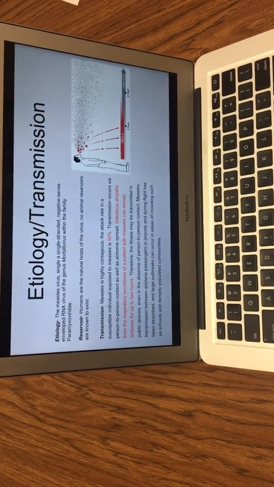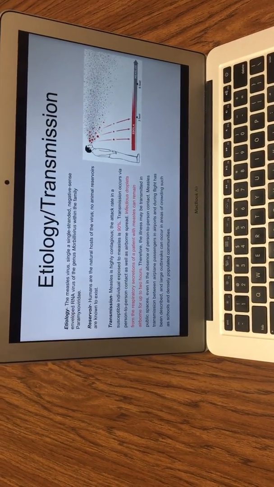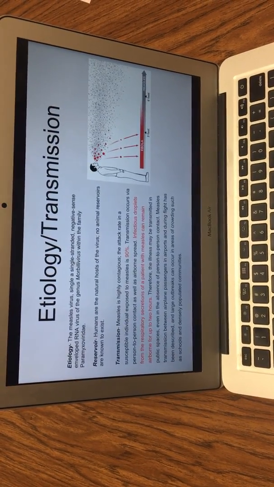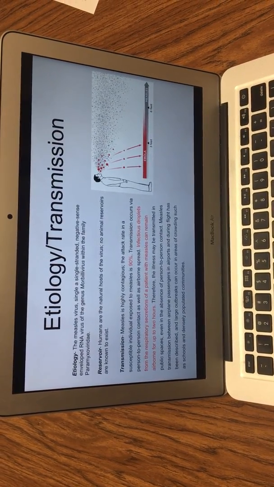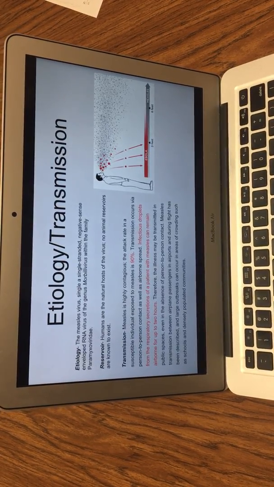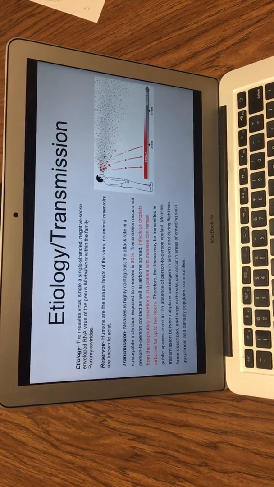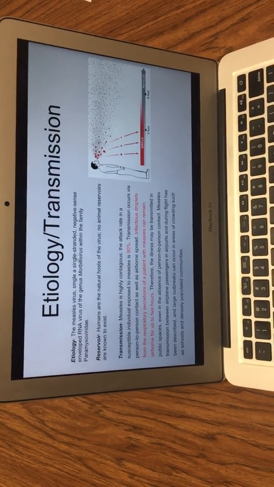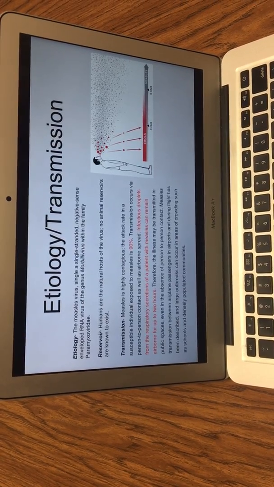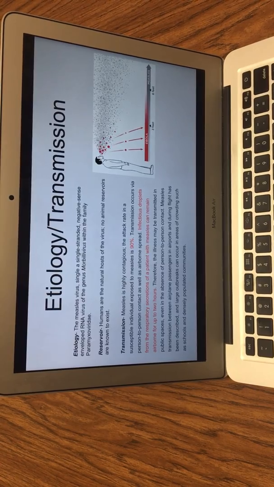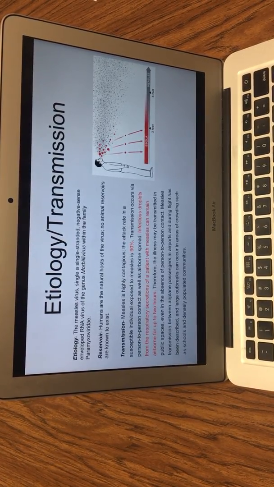The measles virus is a single-stranded, negative-sense enveloped RNA virus. The negative sense aspect means that the virus has to be changed into a positive-sense RNA virus before it can be translated. The genus of the virus is morbillivirus, and it's within the Paramyxoviridae family.